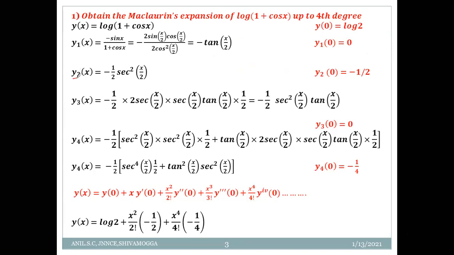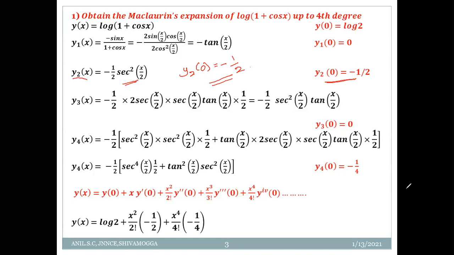And this derivative is also required at x is equal to 0. Put x is equal to 0. What you get here is y2 of 0 is equal to secant square 0, keeping this minus 1 by 2 as it is. What is secant 0? 1. 1 into minus 1 by 2 is minus 1 by 2. Therefore, y2 of 0 is equal to minus 1 by 2.